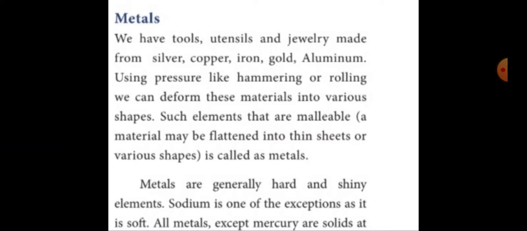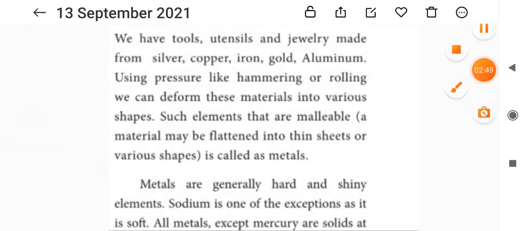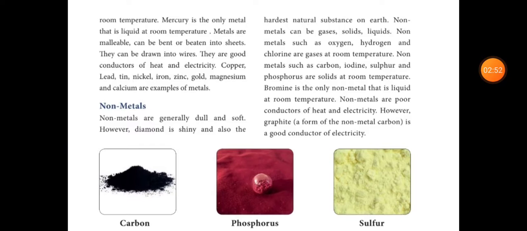All metals except mercury are solid at room temperature. Mercury is the only metal that is liquid at room temperature. Metals are malleable, and can be bent or beaten into sheets. They can be drawn into wires. They are good conductors of heat and electricity. Copper, lead, tin, nickel, iron, zinc, gold, magnesium and calcium are examples of metals.